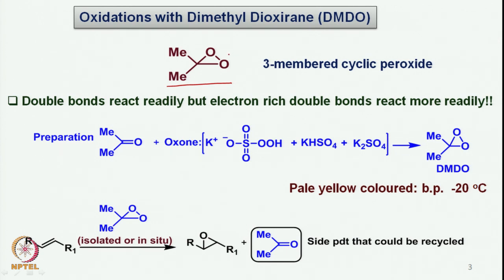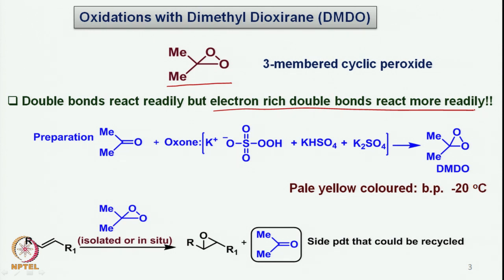So it is a 3-membered cyclic peroxide. As you can see, there is a peroxide bond, and since it is a 3-membered ring with 2 oxygens, obviously it is a very reactive reagent, and it reacts readily with all kinds of double bonds, but obviously it would react much faster with electron rich double bonds. As we go along, we will see how the reactivity of this dimethyl dioxirane can be understood.